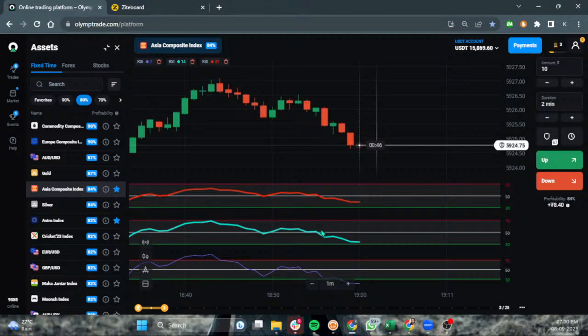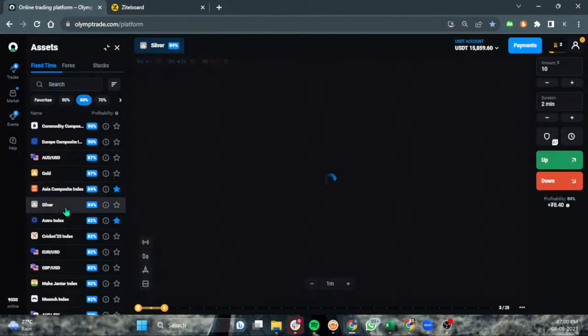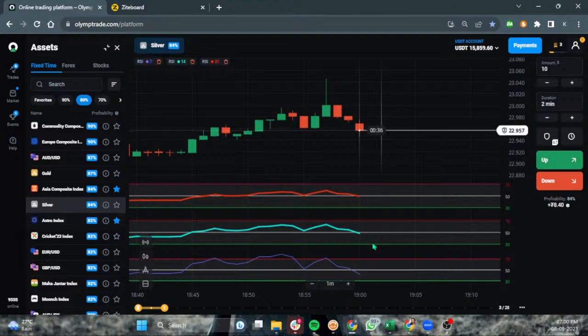Now go to Asia Composite. Over here, again, a great example. We can definitely open an uptrend trade here. Let's see how this one goes. On silver, if you see, neither RSI 7 nor RSI 14 or RSI 21 are crossing the 30 barrier or the 70 barrier. So there's no point in opening a trade over here. Okay. So we can and we should in fact avoid that.